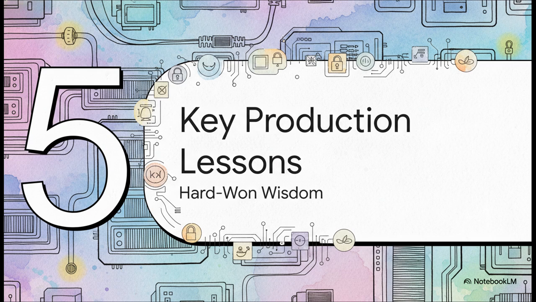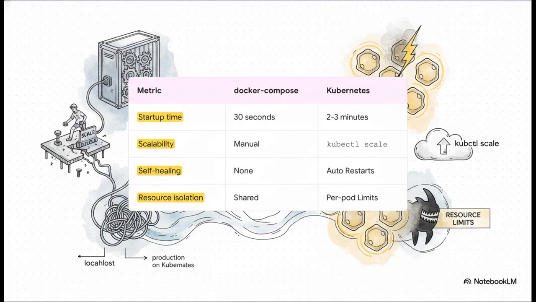So, after battling through all these challenges, what are we left with? Well, we've got a few super critical lessons that honestly apply to pretty much any Kubernetes deployment you'll ever do. This table is really the why. It's the whole reason we go through all this trouble. Yeah, startup time is slower, for sure. But look what you get in return. The ability to scale with a single command, automatic restarts if a pod dies, and resource guarantees so one misbehaving service can't take down the entire node. That's the trade-off you make for production-grade resilience.